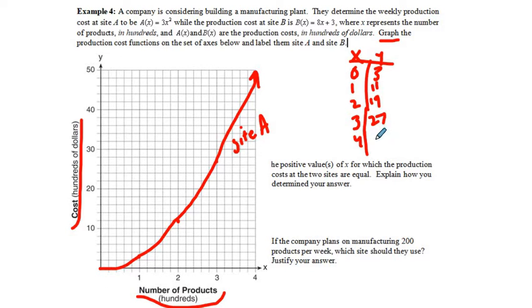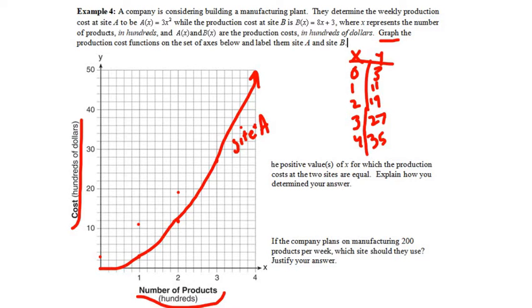0, 1, 2, 3, 4. That gives us 3, 11, 19, 27, 35. I said 9, but I meant 8. Okay, we can graph those points. 0, 3, once again in between. 1, 11, in between the 10 and the 12. 19, it's getting up here. It should form a straight line. If it's not forming a straight line, then you've made a mistake and you need to go back and fix it. All right, and that's 35.